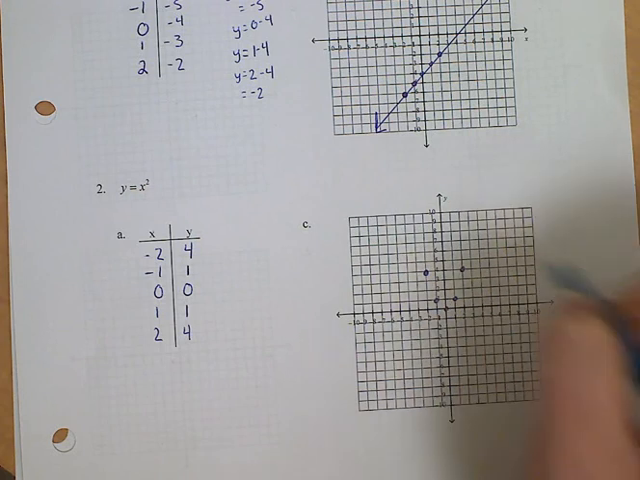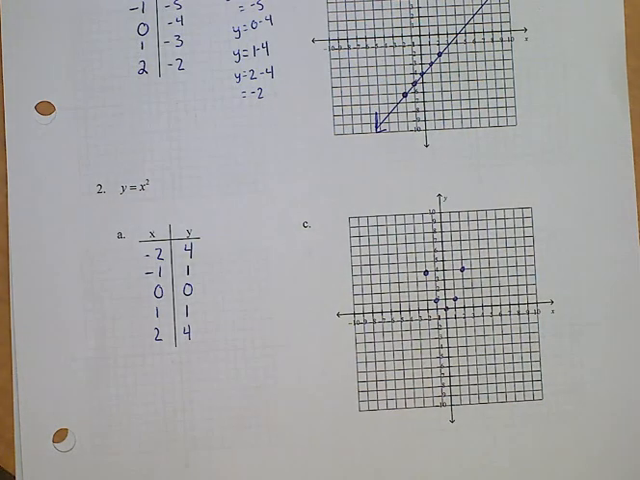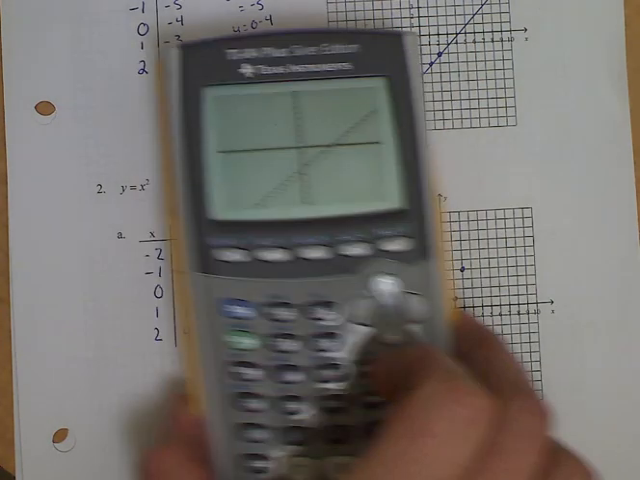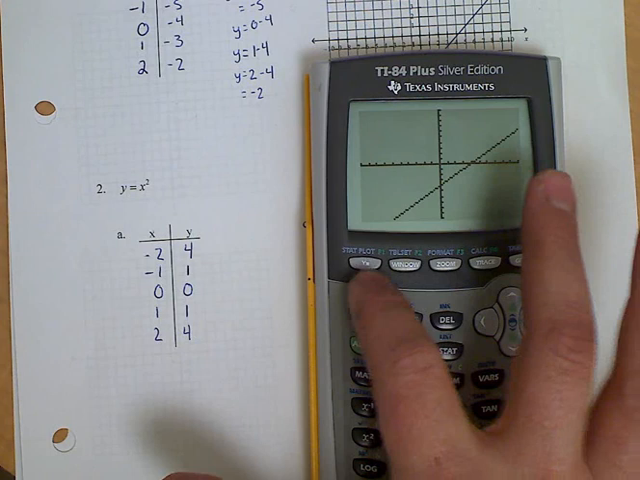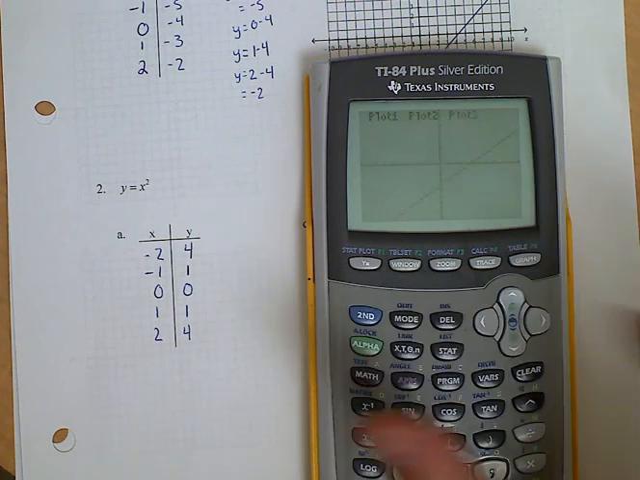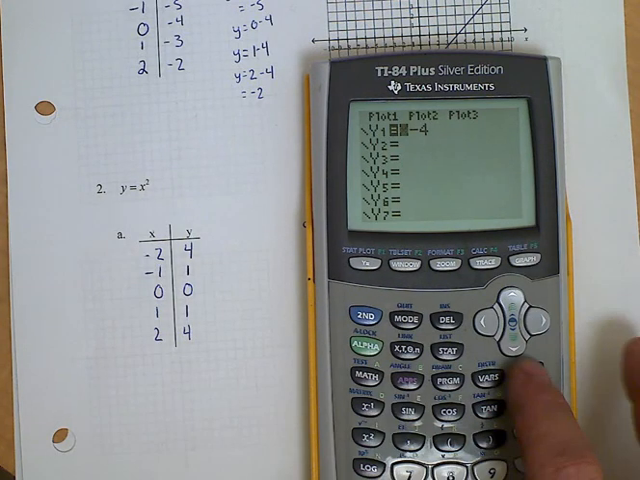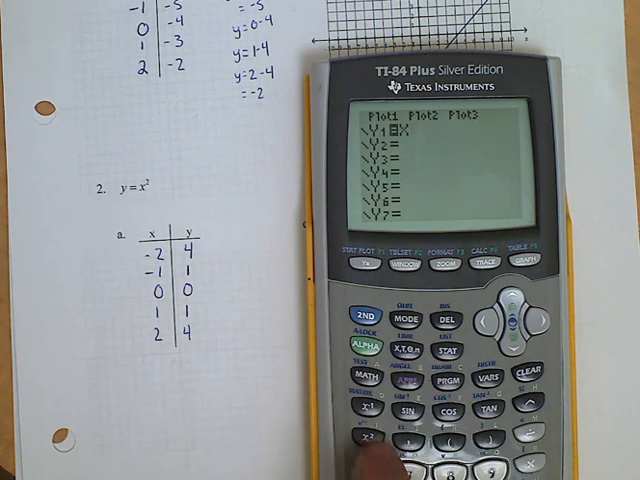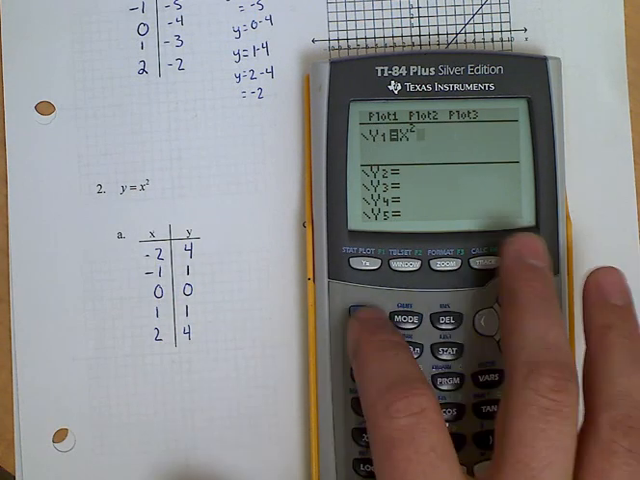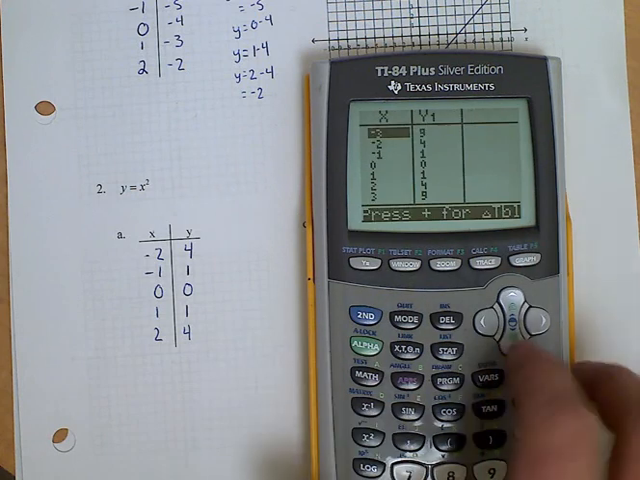Okay, now after I plot the points, let's say maybe I don't really know how to connect the lines. That's where my calculator really comes in handy. So I'm going to check my work and do this before I draw my graph. So I'm going to go to y equals. I'm going to clear out what I had, and I'm going to enter in this function, x squared. Okay, now I'm going to go to second table, and I can check these values.